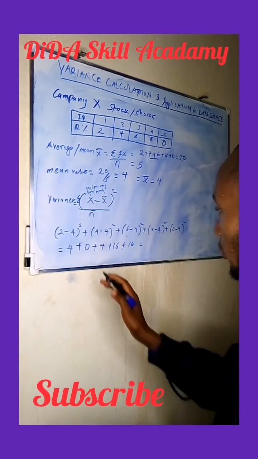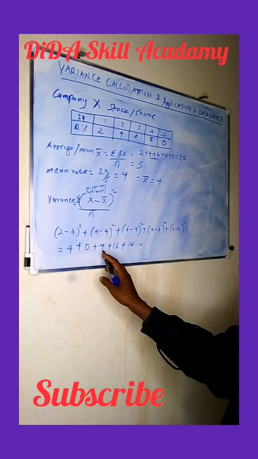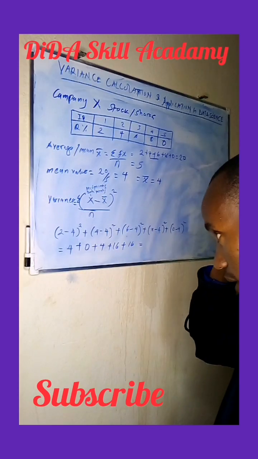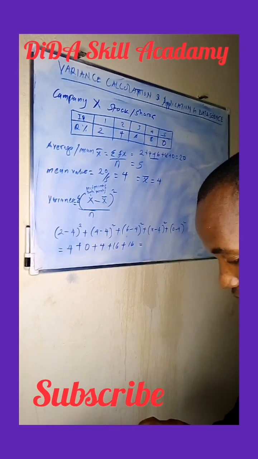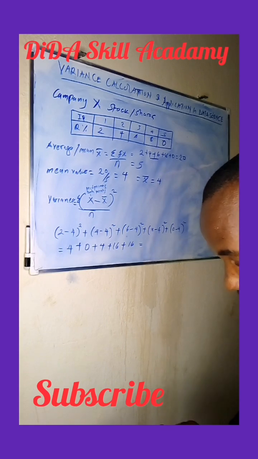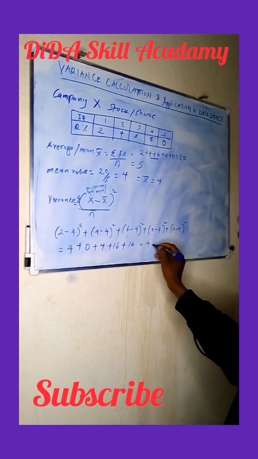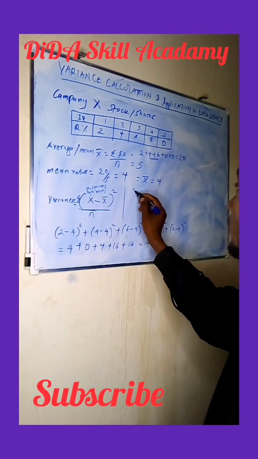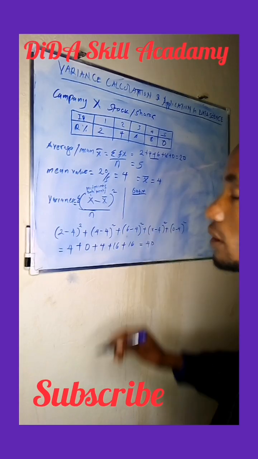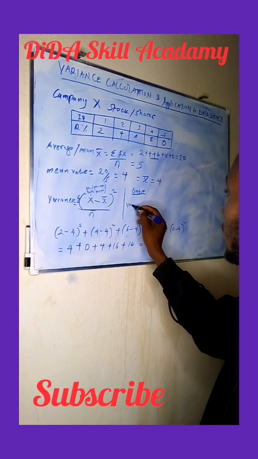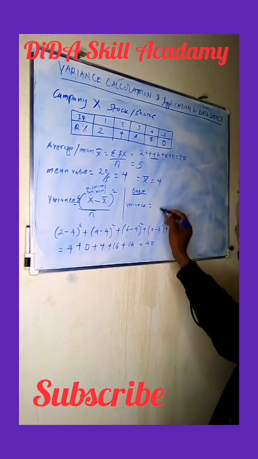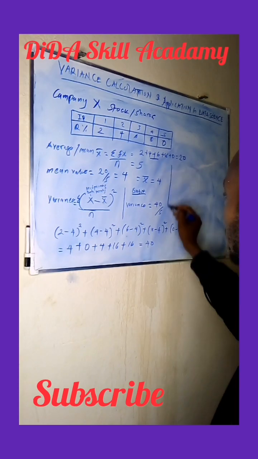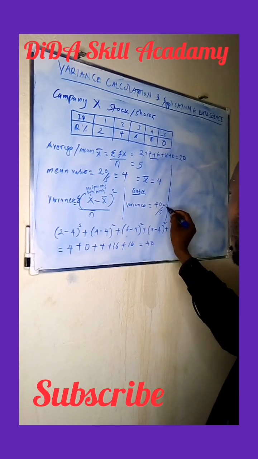Therefore, the total of this sum will be 4 plus 0 plus 4 plus 16 plus 16, which is 40. Therefore, substituting into our formula, the variance will be 40 divided by 5. 40 divided by 5 is equal to 8.